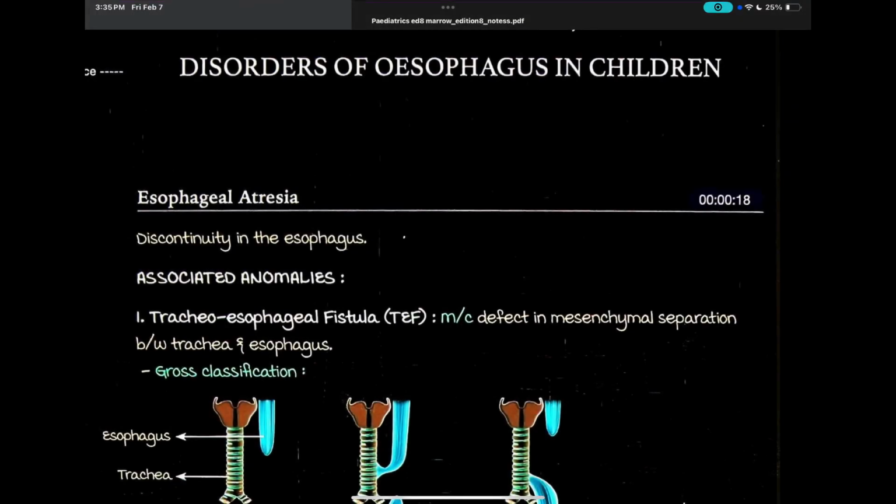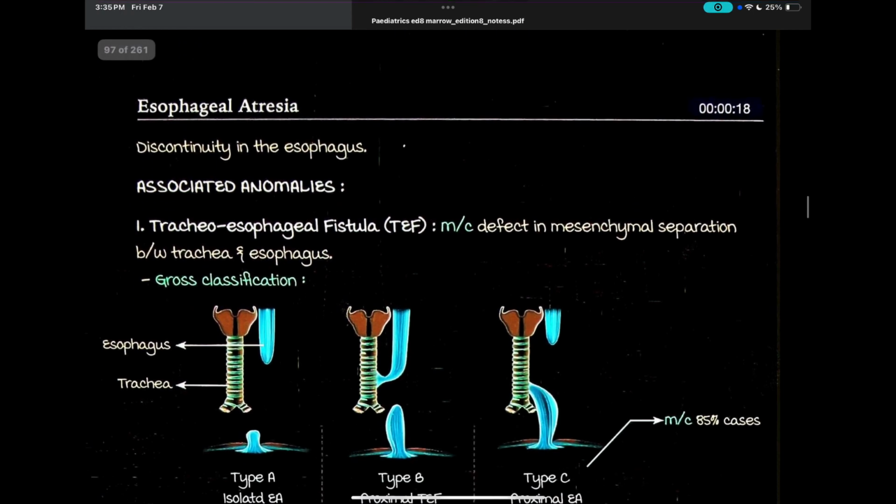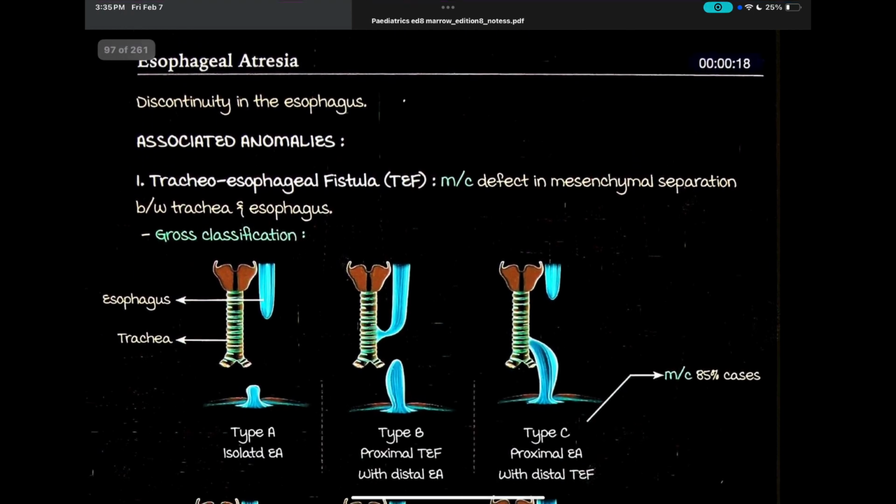Disorders of esophagus in children. Esophageal atresia. Discontinuity in the esophagus is called esophageal atresia. Associated anomalies. Tracheoesophageal fistula (TEF). Most common defect in the mesenchymal separation between trachea and esophagus.